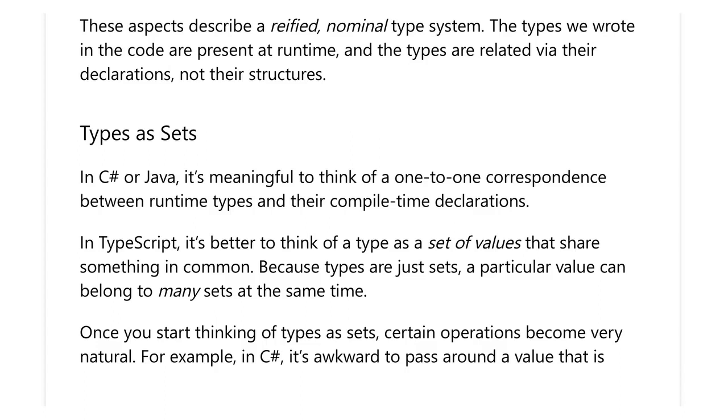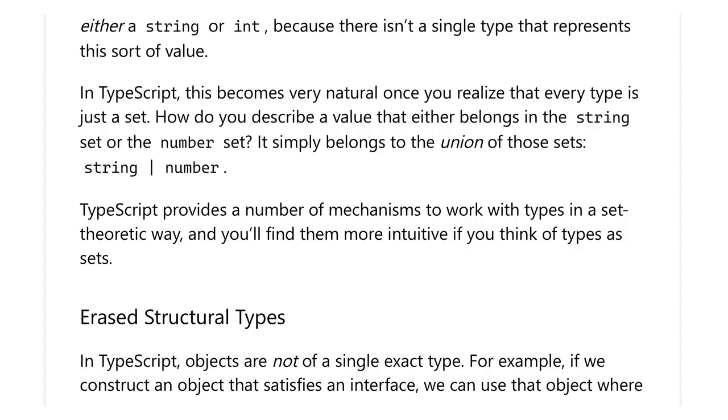Once you start thinking of types as sets, certain operations become very natural. For example, in C#, it's awkward to pass around a value that is either a string or int, because there isn't a single type that represents this sort of value. In TypeScript, this becomes very natural once you realize that every type is just a set. How do you describe a value that either belongs in the string set or the number set? It simply belongs to the union of those sets, string | number.